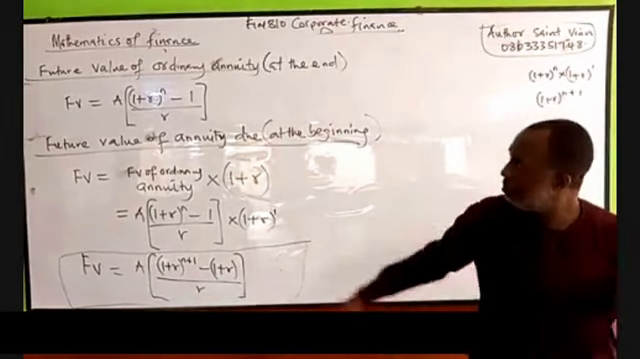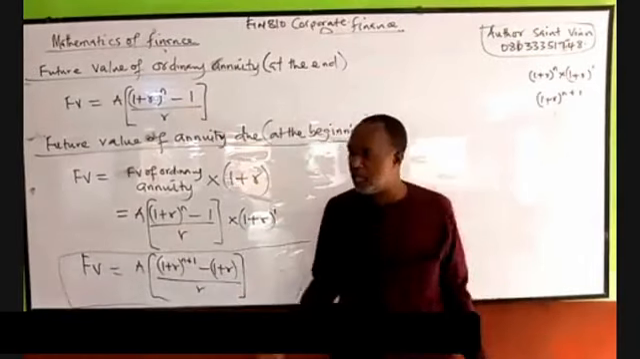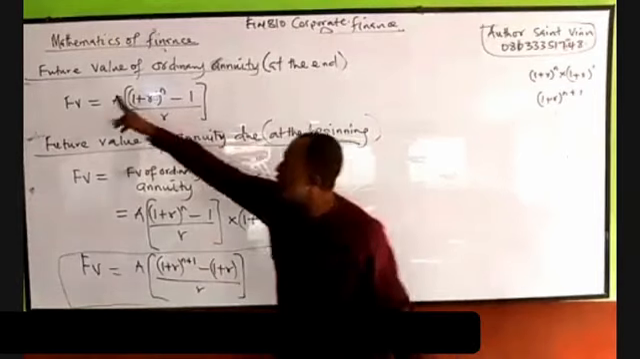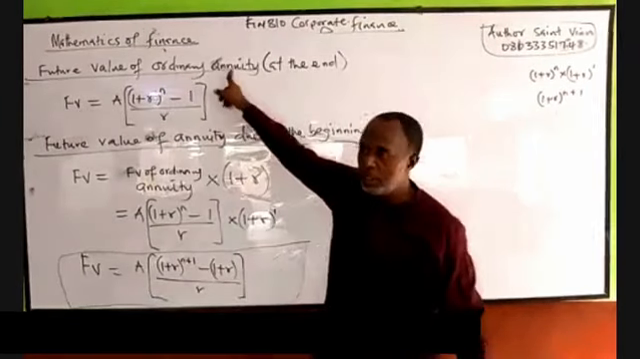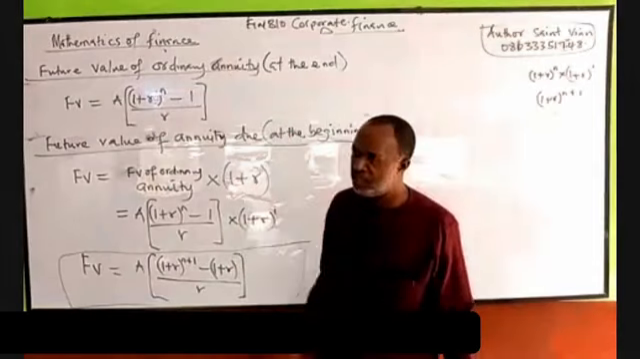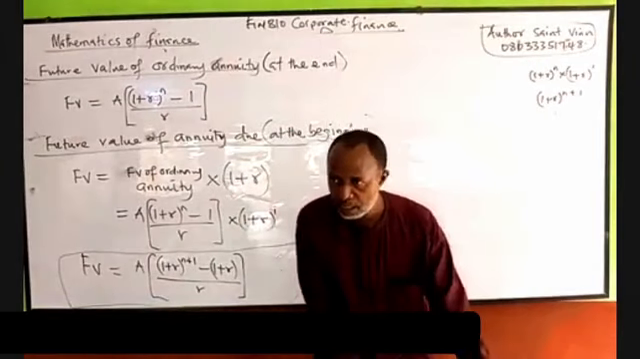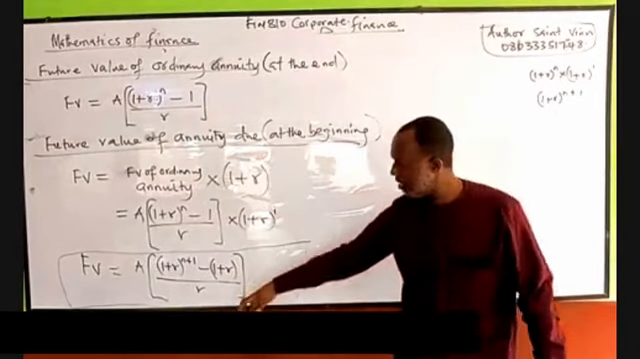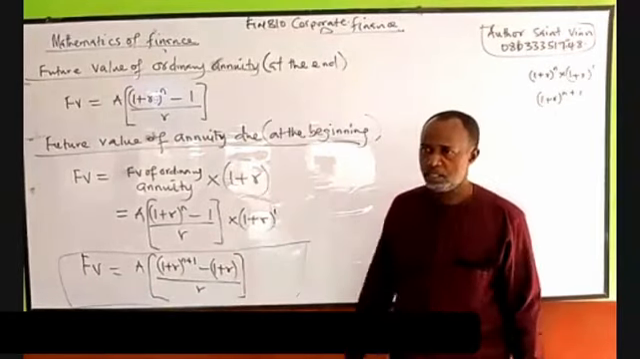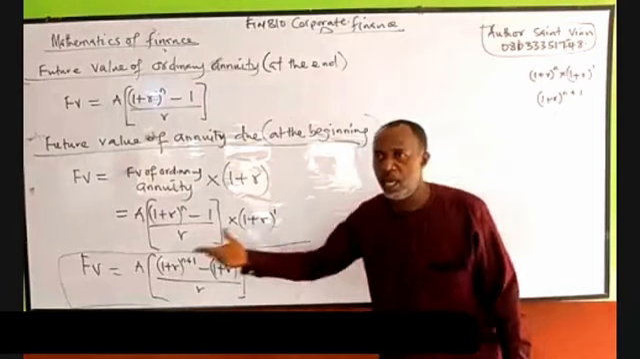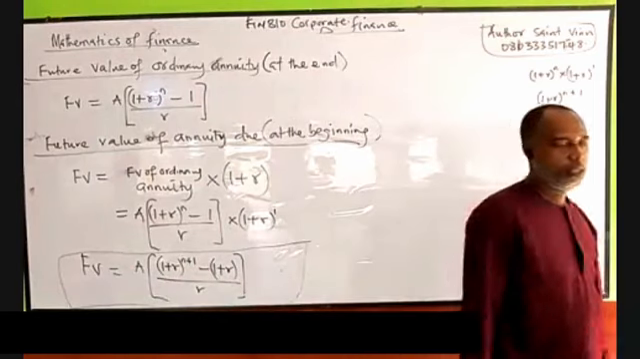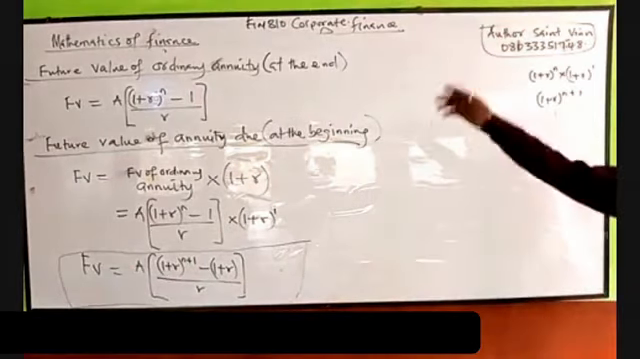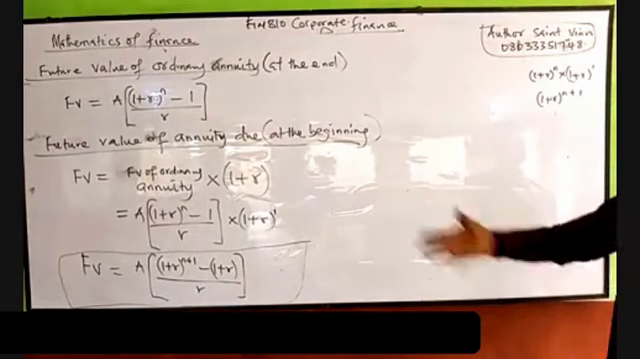I'll discount. By dividing this, I'll get the present. If I want to get the present value of the annuity due, I discount this result. I isolate it and get what I want. So the idea of future value and present value is still working here.